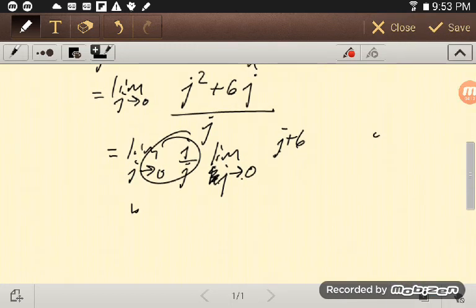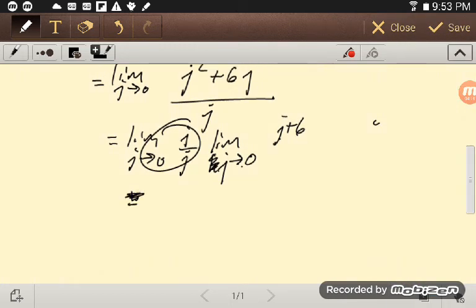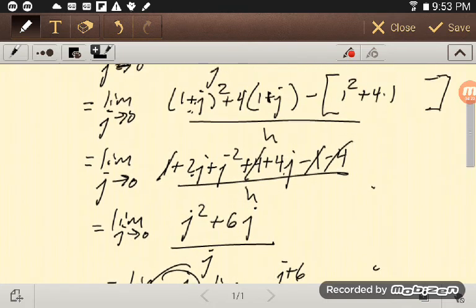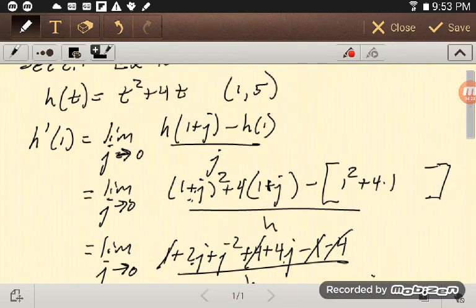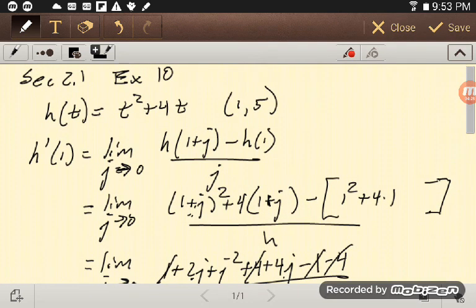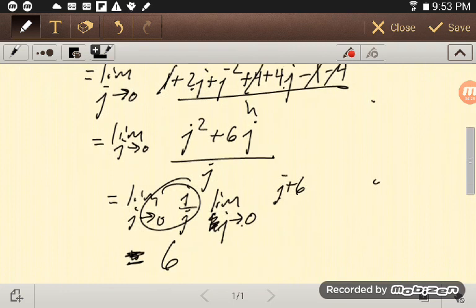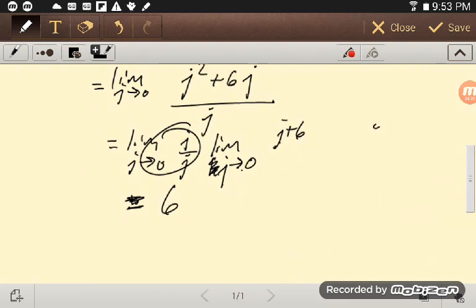Okay. So this is equal to 6, and that is the slope of our tangent line, or the derivative of h at 1. So h prime of 1 is 6. Okay. So I think we're done with that one.